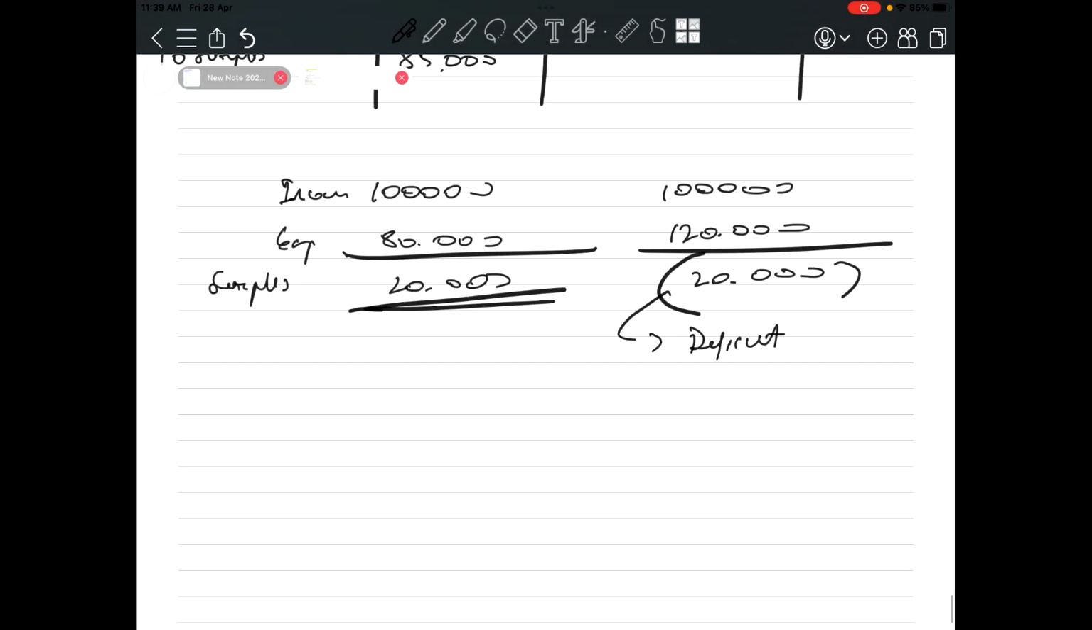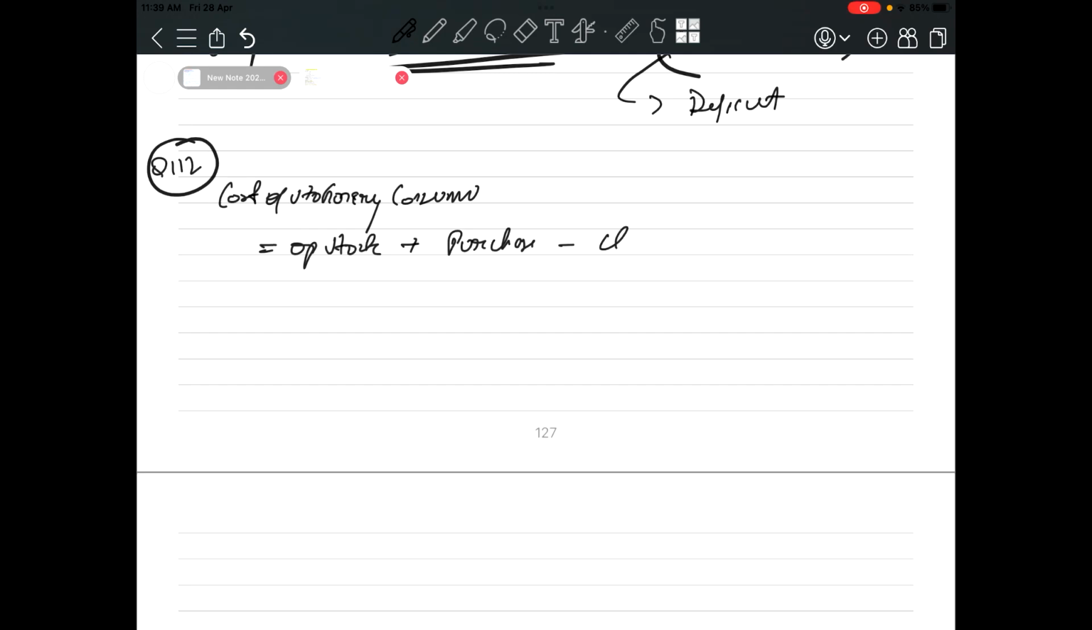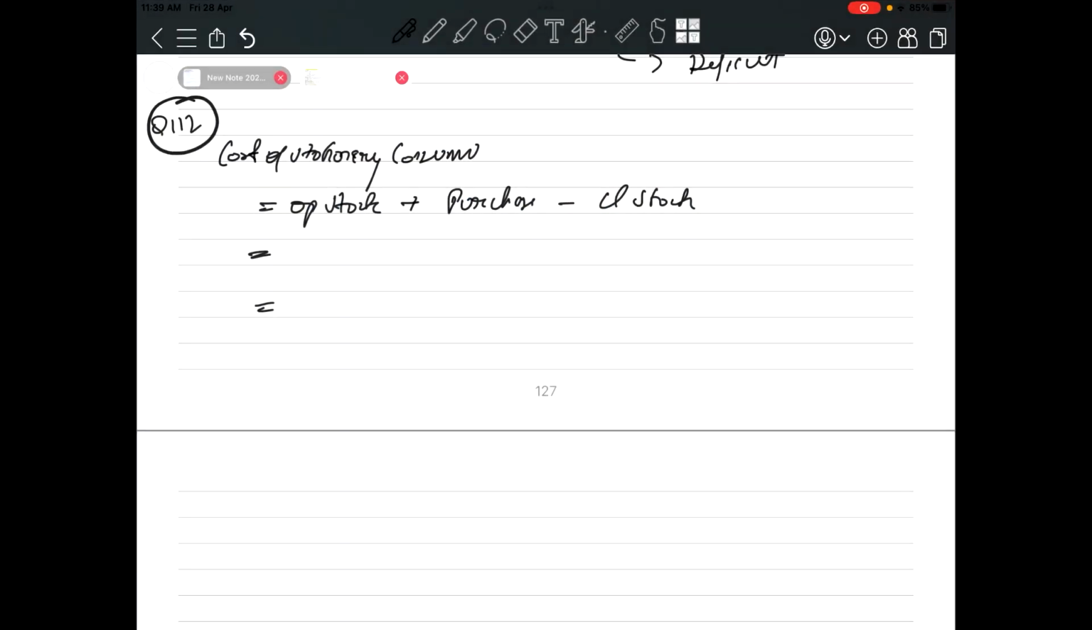Now let's solve this question again. Question number 112. We know the formula of cost of stationery consumed. Cost of stationery consumed will be opening stock of stationery plus purchases minus closing stock. This will be the formula, right? Now the opening stock of stationery is 10,000 and the closing stock is 20,000, but we don't know the purchase amount.